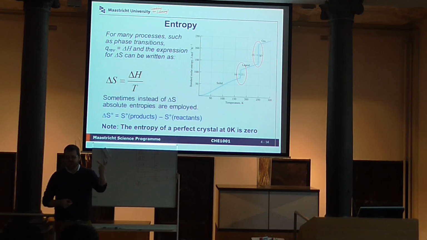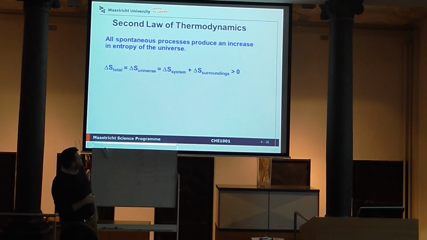0, 1, 2, and 3. Remember, the third law is the law of absolute zero. As you approach 0 Kelvin for a perfect crystal, in other words, the lattice is perfectly ordered, you approach an entropy of 0. And that's the third law.